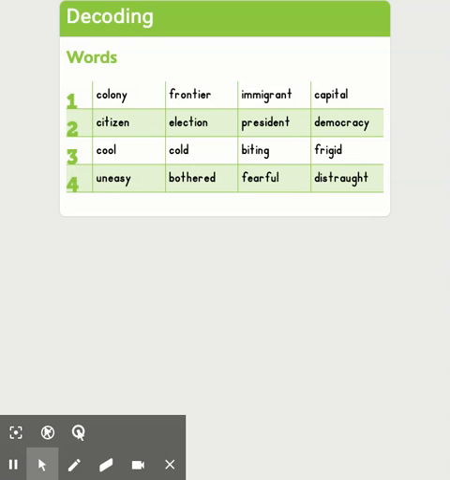So these are all words that describe some level of coldness, but you can see that each one has a very specific meaning. If it were a little bit cool on a spring morning, you wouldn't say it was frigid because that's just too strong of a word, or biting. You could say it's cool or cold.